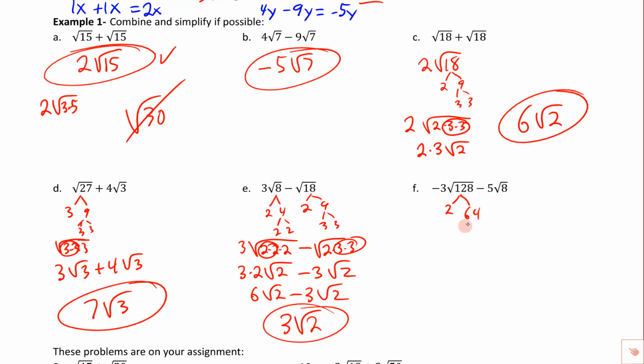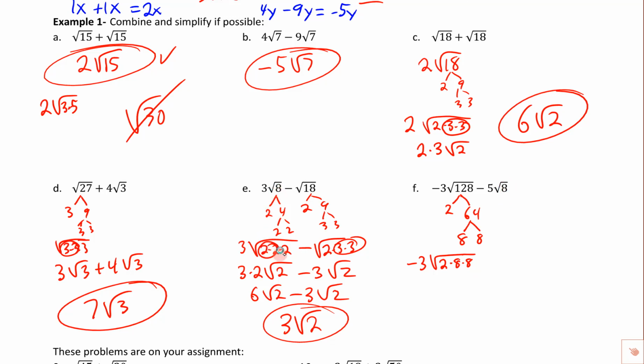Remember, we're looking for pairs of factors. 64 is a perfect square. That's 8 and 8. So I'm going to write the negative 3 out front. I'm going to write a 2 and an 8 and an 8. We don't always have to go down to prime factors if we find that we've got a pair of factors there. And then notice we've done a radical 8 before.